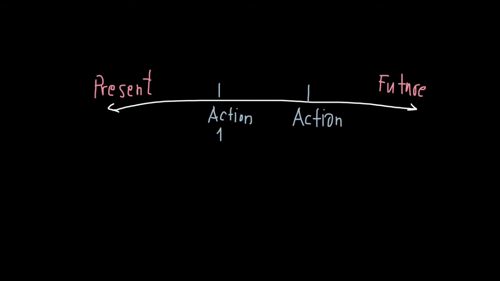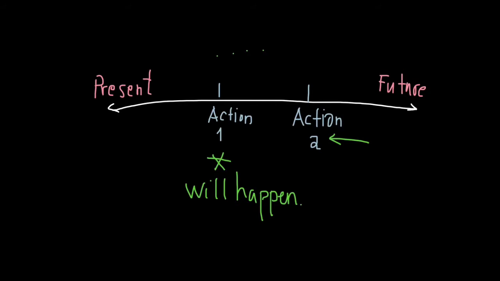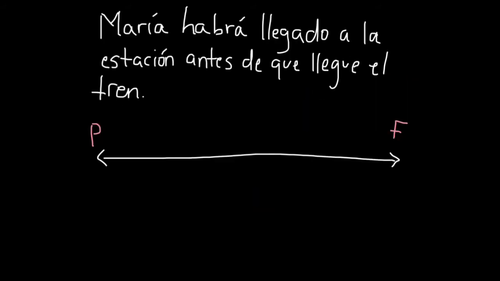So basically what the future perfect tells us is that, let's say we have a timeline, that timeline begins in the present and ends in the future. And we are considering two different actions that will eventually happen at a certain point in the future. So then the future perfect means that there is an action one that will happen before a second action. And all that is in the context of the future.